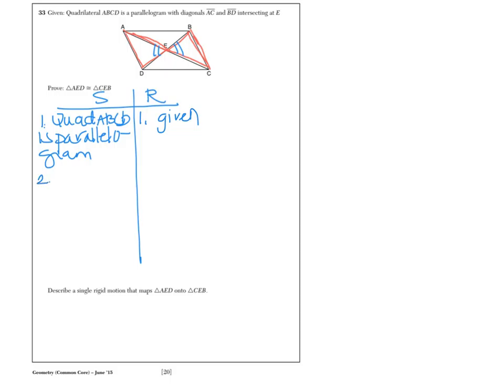Okay, so the next thing that I see that you don't have to be given any information to denote it is that vertical angles are congruent. So angle AED is congruent to angle CEB. You have to use corresponding angles.